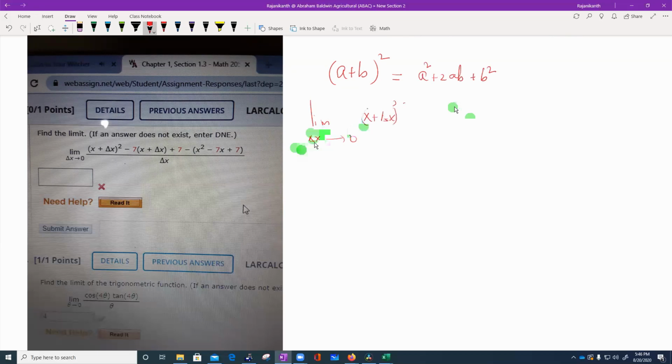So let me copy down the problem first. 7 times x plus delta x. This is also delta x. We have to read it like this. And plus 7 minus of x squared minus 7x plus 7. This all over. Okay, Sharon, could you tell me from which section you are doing this problem? This is 1.3.